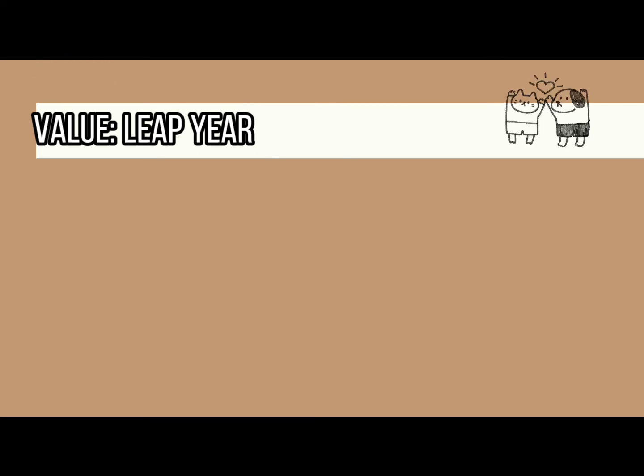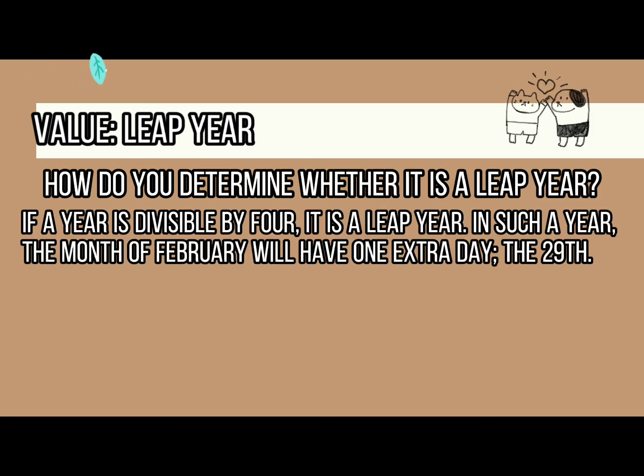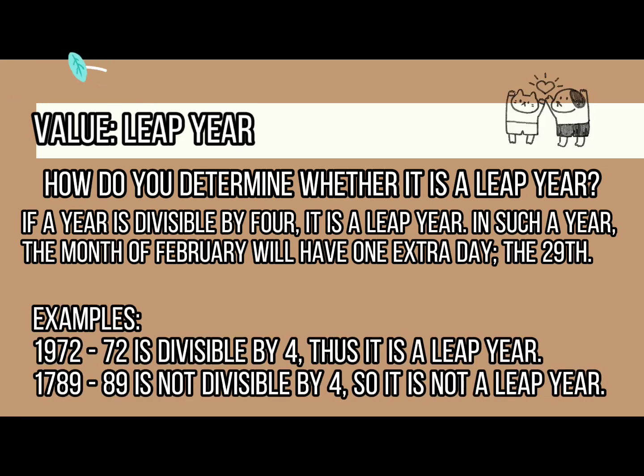The final element that will influence your answer is whether the date in question falls in the leap year. If it is a leap year and the date is either in January or February, subtract 1 from your final answer. How do you determine whether it is a leap year? If a year is divisible by 4, it is a leap year. In such a year, the month of February will have one extra day, the 29th. Examples: 1972. 72 is divisible by 4, thus it is a leap year. 1789. 89 is not divisible by 4, so it is not a leap year.